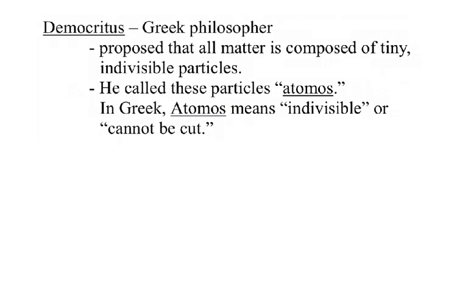Now, Democritus was a Greek philosopher who disagreed with the others at the time. He proposed that all matter is composed of tiny, indivisible particles. In fact, he believed that there has to be an endpoint where matter stops dividing. In Greek, the word atomos means indivisible or cannot be cut. From this word we get our word atom that we use today.